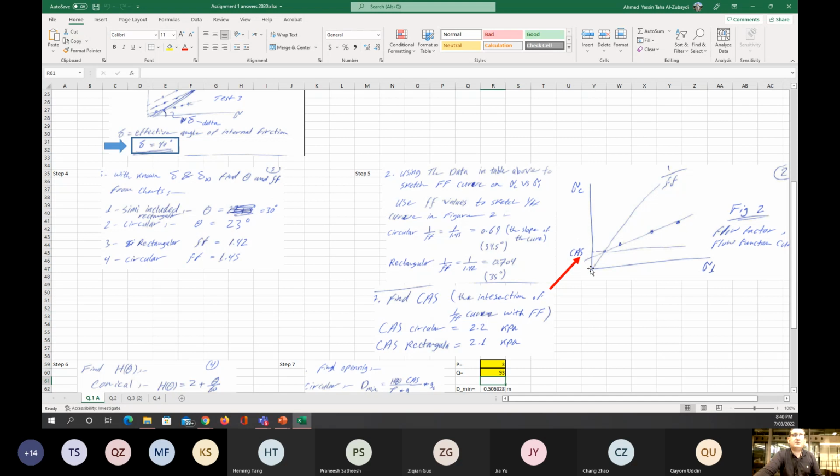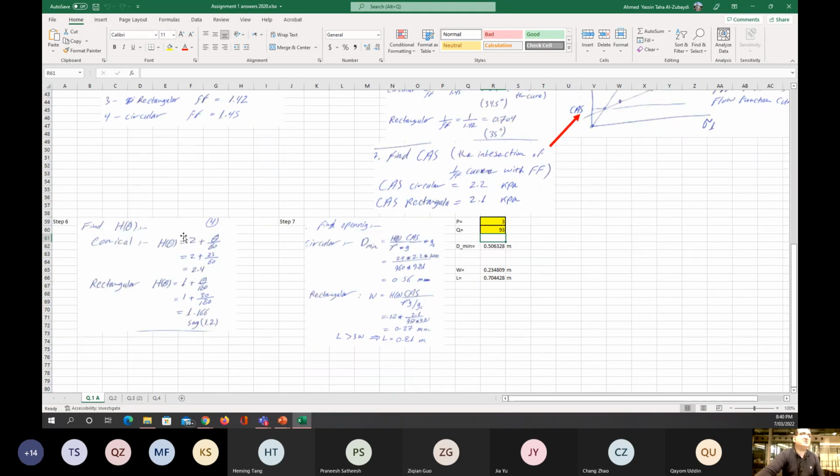So we're going to have 2 curves. We have 2 CAS values. One is going to be for the circular, the other one is going to be for the rectangular. Now we have the CAS, we have the theta, do the calculation and find the outlet's diameter and length.